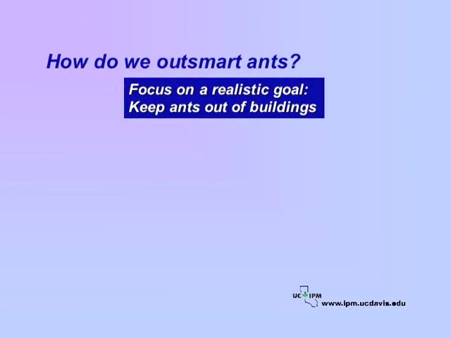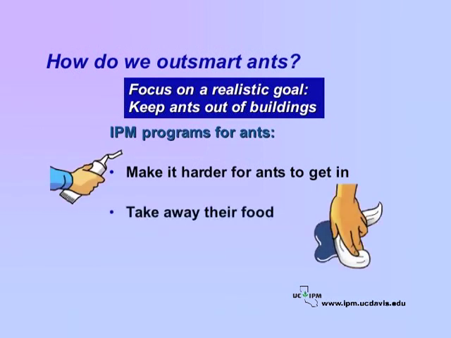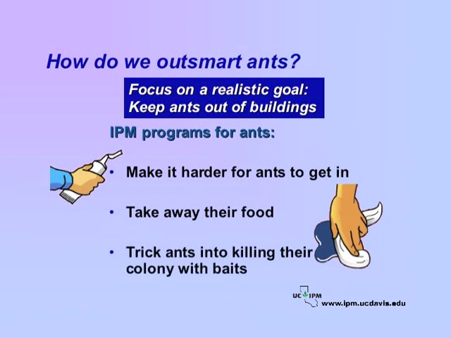So how do we outsmart ants? We need to focus on a realistic goal. That goal is to keep ants out of buildings. In an IPM program, we make it harder for ants to get in. We take away their food, and when all that fails, we trick them into killing their colony with baits.